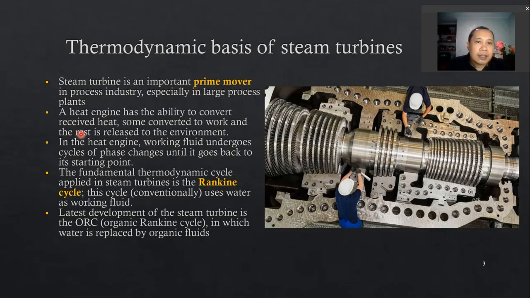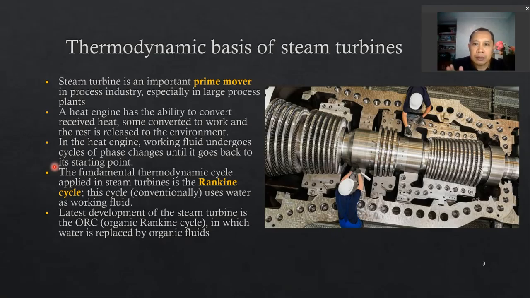Now, a heat engine has the ability to receive heat and convert some of it to work, and of course, some of the heat inevitably will be released to the environment. And in the heat engine, the working fluid undergoes cycles. A cycle means its thermodynamic state returns to its initial state, okay, and then so on and so forth in a continuous cycle. The fundamental cycle applied in steam turbines is the Rankine cycle.